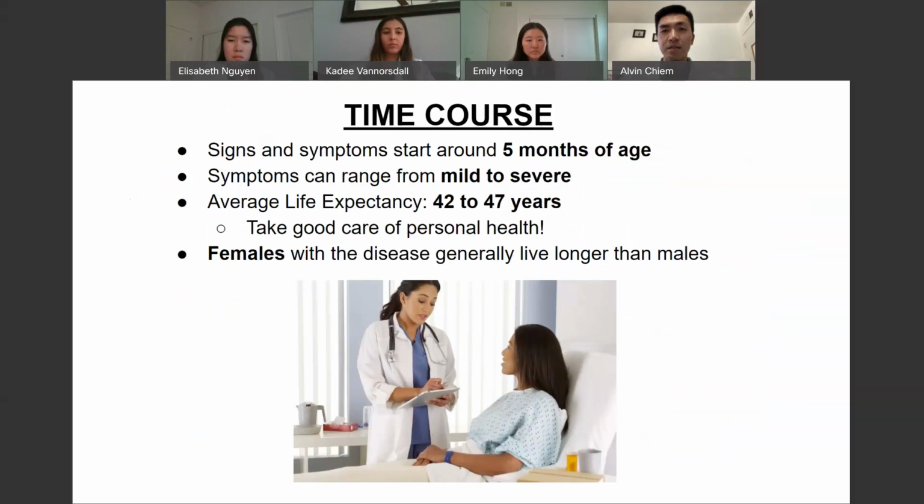Usually, the early signs and symptoms of sickle cell disease will start to show up when the patient is around 5 months old. When that happens, the symptoms that I mentioned earlier can range from being not too bad to a little bit more severe. A person with sickle cell disease typically lives around 42 to 47 years, but by working with their doctor and taking good care of their health, the patient will be able to live a long and full life. As a side note, women with sickle cell disease actually generally live longer than men for reasons that we still don't know yet.